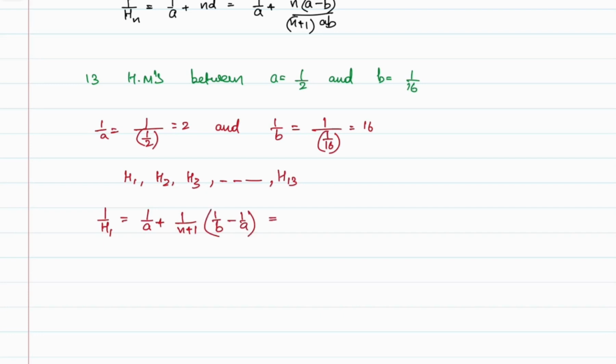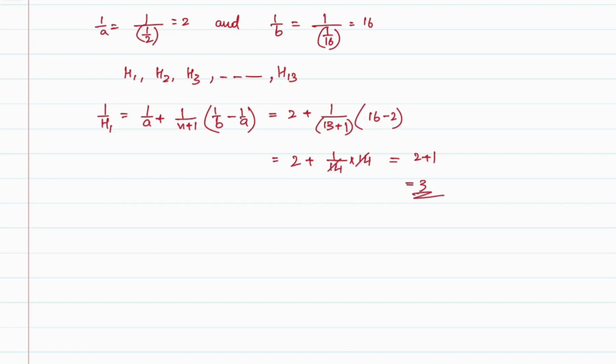So this will be equal to, now the value of 1 by a is 2, plus 1 by, since we are inserting 13 harmonic means, the value of n is equal to 13. So this will be 13 plus 1 into 1 by b, which is 16 minus 2. So this will be equal to 2 plus 1 by 14 into 14, which will become 2 plus 1, that is equal to 3. So we got 1 by h1 equal to 3. Now when we take the reciprocal, we have h1 equal to 1 by 3.